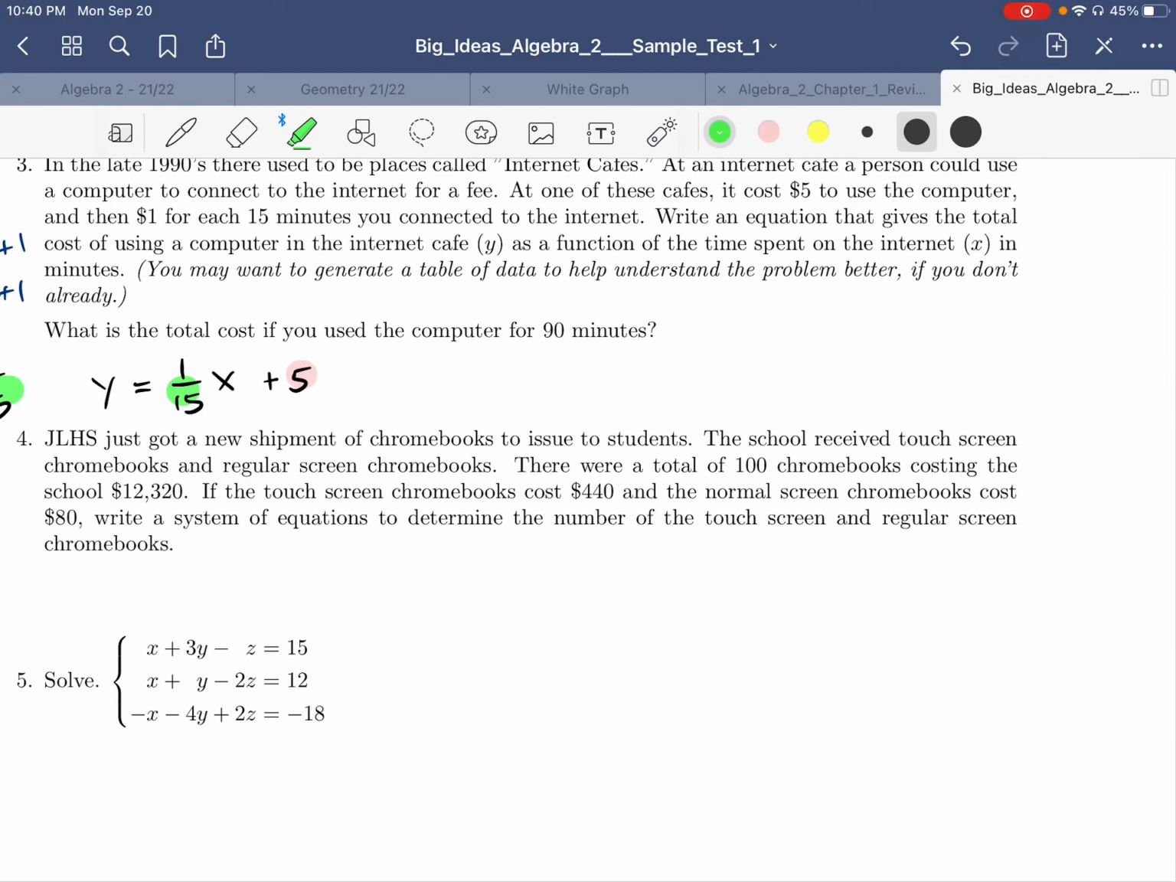All right. So check this out, Josh. For question number 4, I assume you're talking about the sample test from today. You have this statement: James Logan High School just got a new shipment of Chromebooks issued to the students. The school received touchscreen Chromebooks and regular screen Chromebooks.